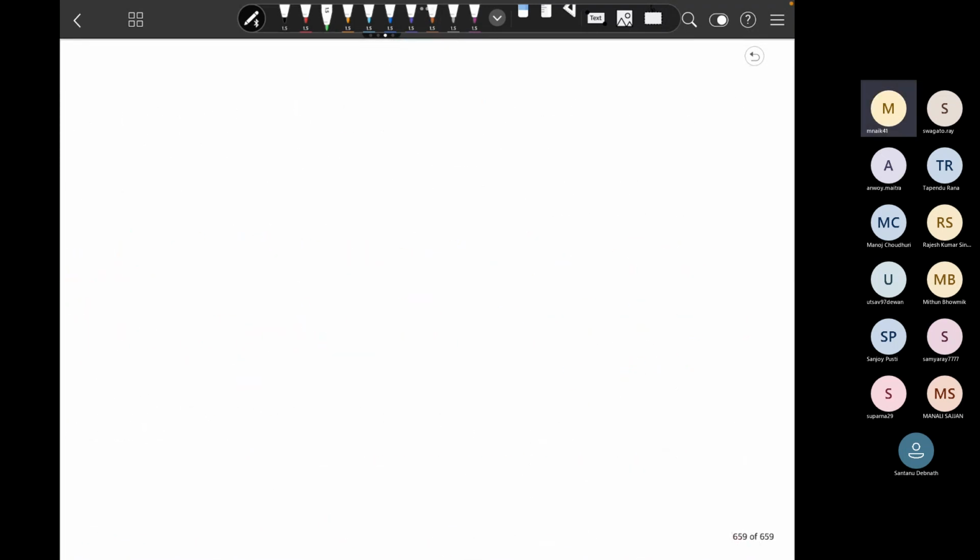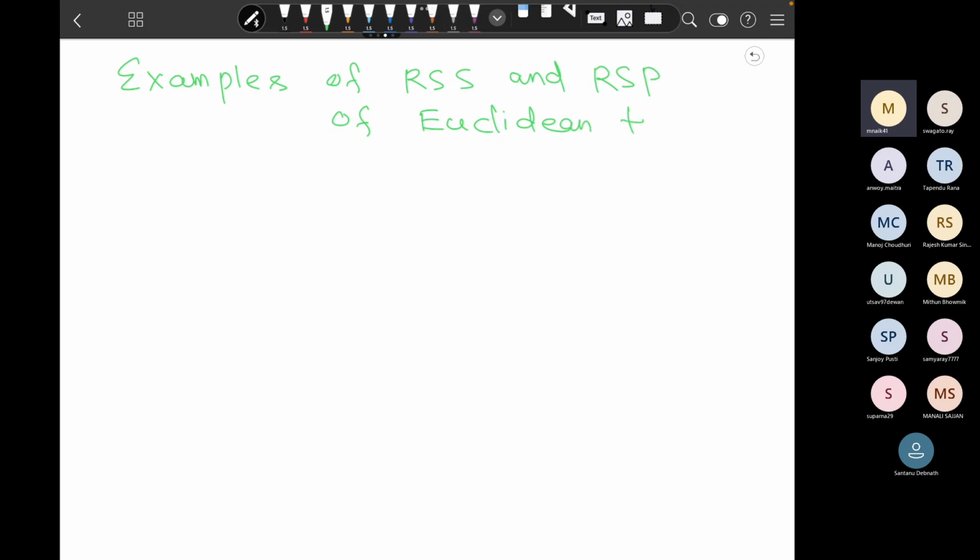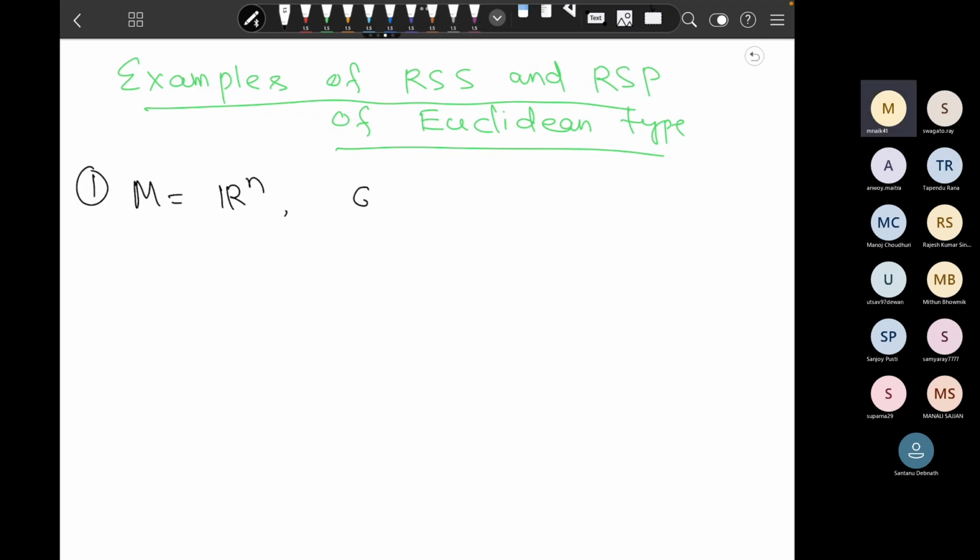Okay, so let us start from the Euclidean type examples. This is not a bigger problem because we always know what the Riemannian symmetric spaces of Euclidean type are. We will know shortly. So, examples of RSS and RSP of Euclidean type. The first example is of course M equal to R^n, and here G is equal to I_0, which is R^n semidirect product SO(n).